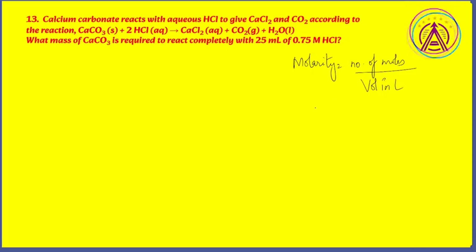So if you multiply the molarity, which is 0.75, into the volume in liters, 25 ml is 25 divided by 1000, which is 0.025 liters, we get the number of moles of HCl. Consider that moles is X. If I know that 1 mole of calcium carbonate reacts with 2 moles of HCl, I need to see how much calcium carbonate will react with X moles of HCl. Then I find the moles of calcium carbonate which is reacting, and from that I can back calculate the mass of calcium carbonate reacting with HCl.